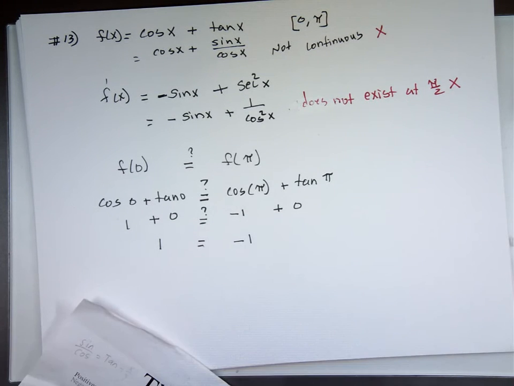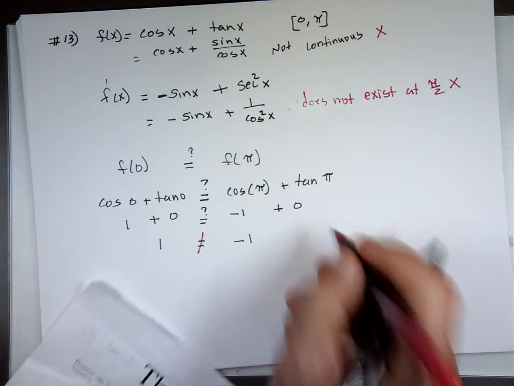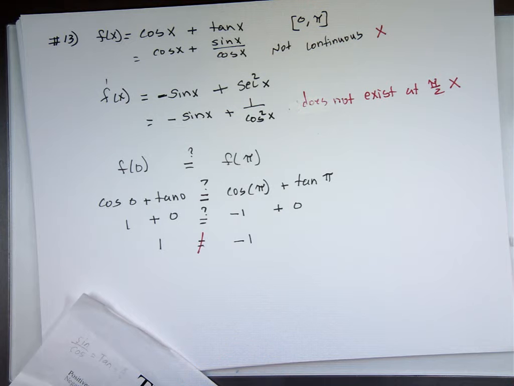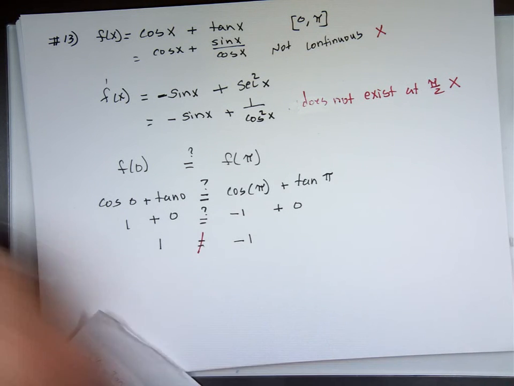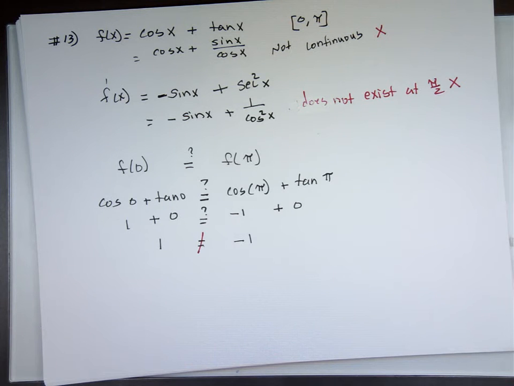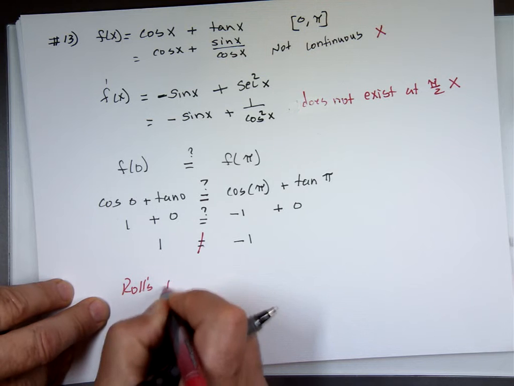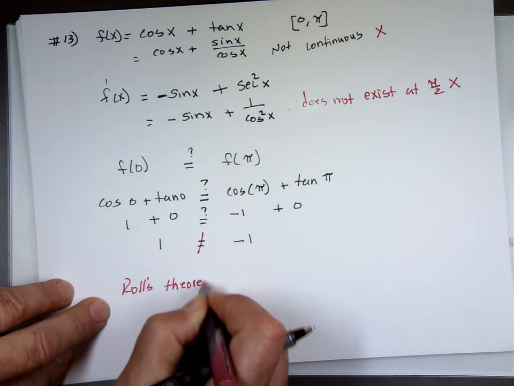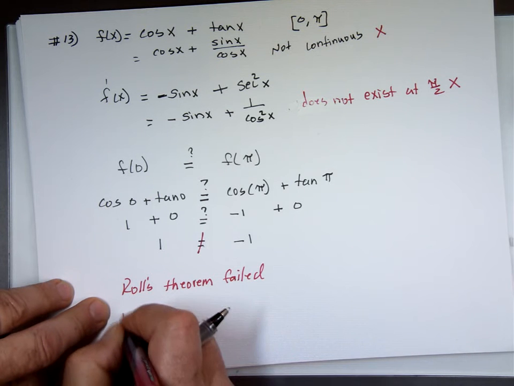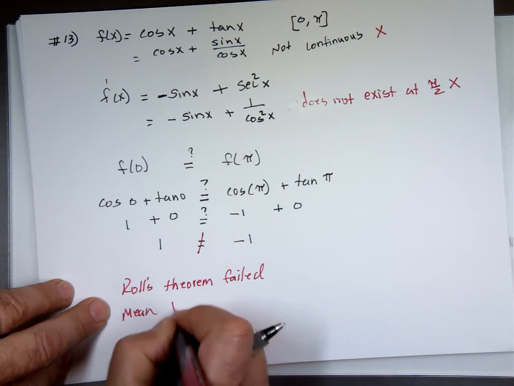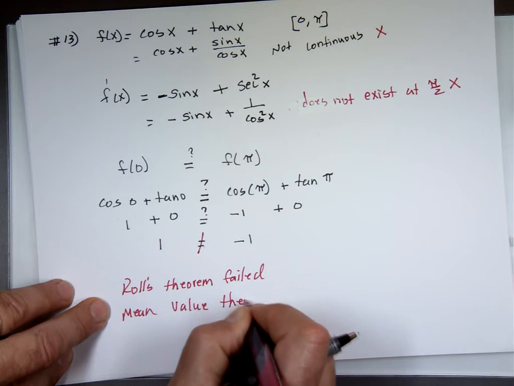They're not equal. Oh, we're doing Rolle's theorem here, or mean value? Yeah. Wasted my time on it. I don't need condition 3. So Rolle's theorem failed. And the mean value failed. Both failed.